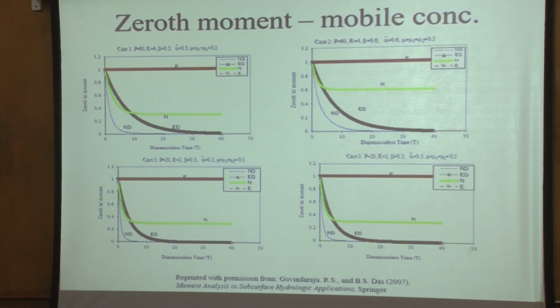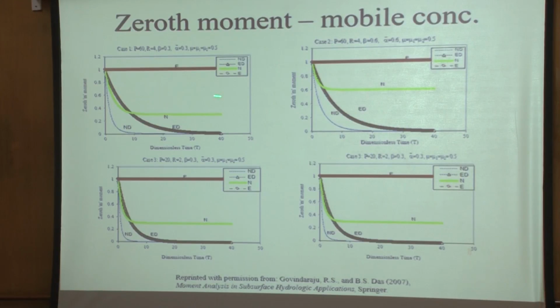So what you have essentially now are some results again for different cases. Just to give you a feel for what is happening, these are all the 0th moment for the mobile concentration. This is for case 1, case 2, different sets of parameters. E stands for equilibrium, N stands for non-equilibrium. ED is equilibrium with degradation. ND is non-equilibrium with degradation.